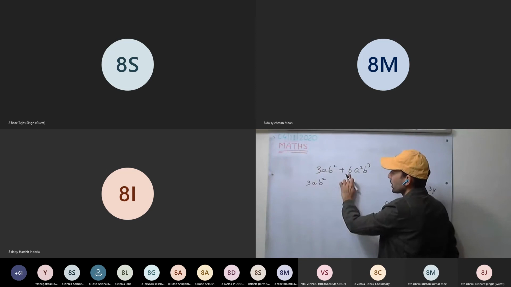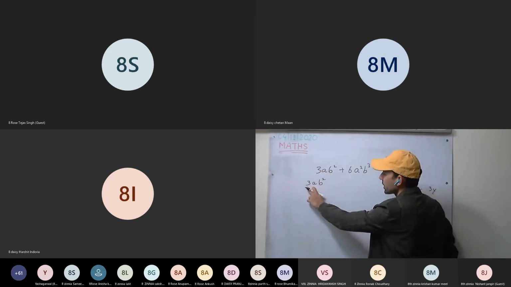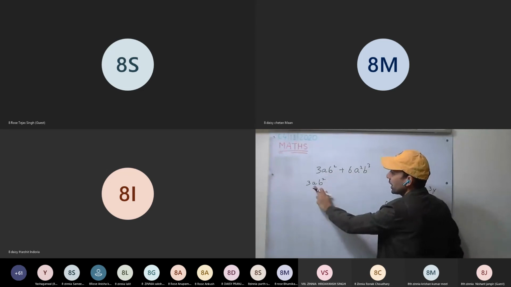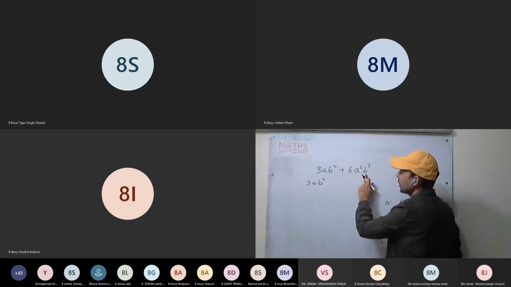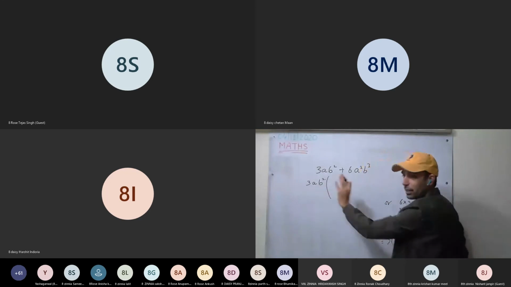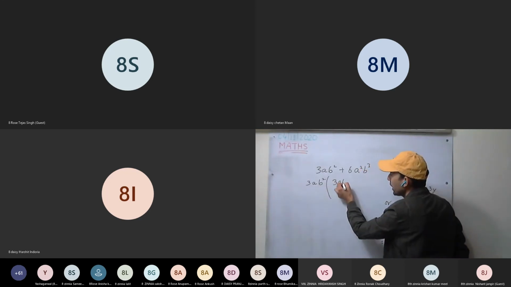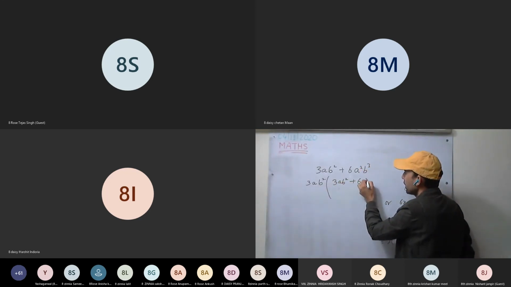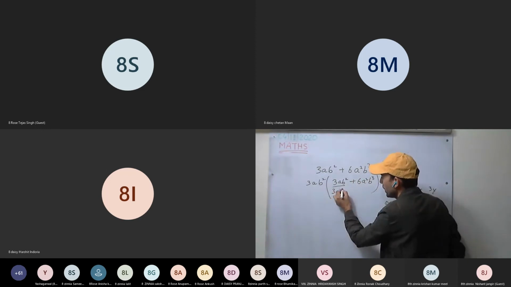So first we took the constant between 3 and 6, which is 3. Between a and a square, a. Between b square and b cube, the highest common factor is b square. We write it outside. Now inside the bracket, 3ab square plus 6a square b cube, and both will be divided by ab square.